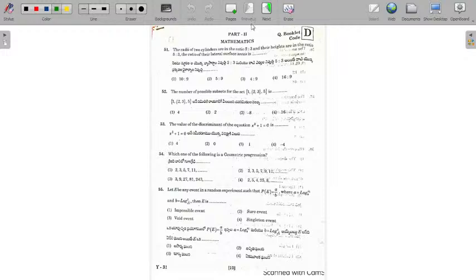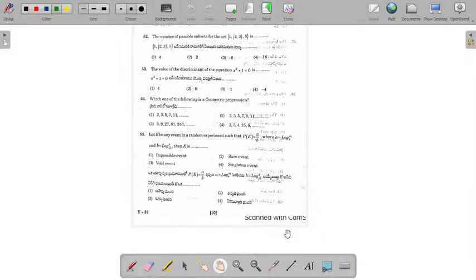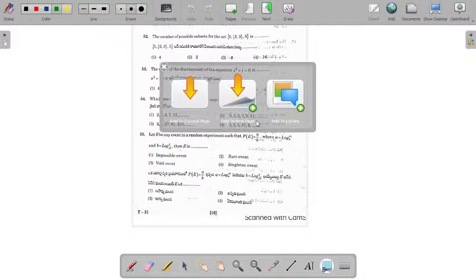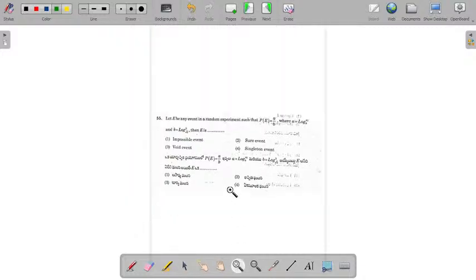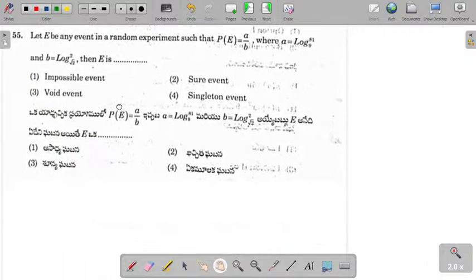Right, let us move to the 55th question. The 55th question is a very beautiful and wonderful question. So let us try to solve the 55th problem. Very interesting problem, right? First, read the question carefully, try to understand, then try to solve it.